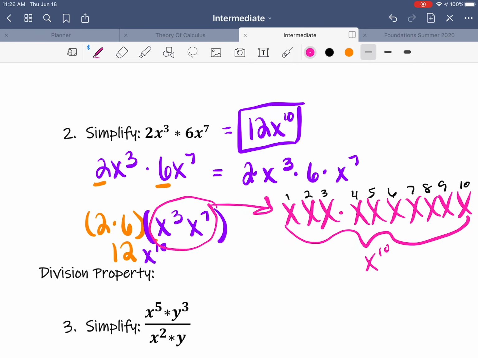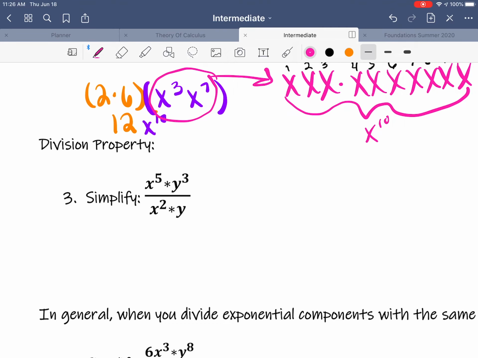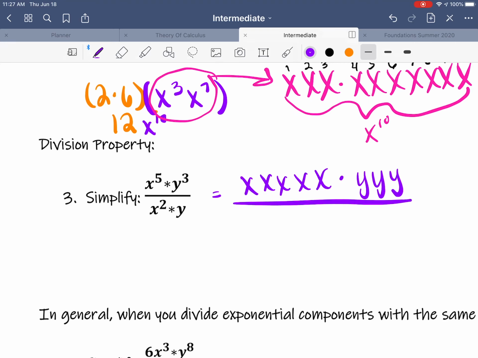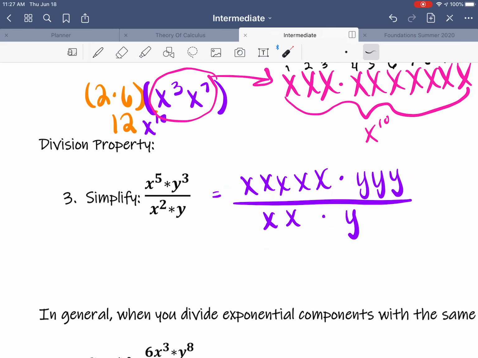And then this flows nicely into the division property of exponents. And I'm going to bring you through the same process. I'm going to expand it out first: x to the 5th times y to the 3rd over x squared times y. I spaced it out because I'm intending to group these x's and group these y's. You don't have to space it out like that. I'm just doing it for teaching purposes.